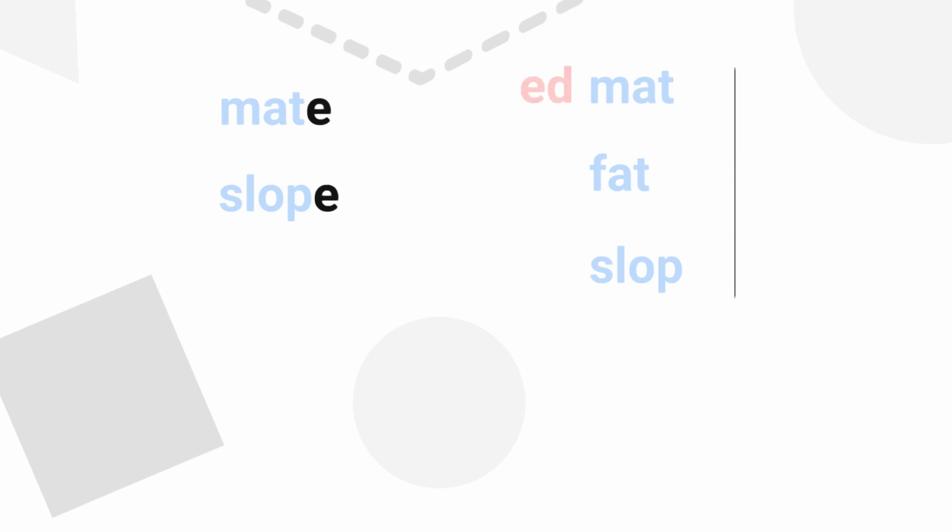Just like in words like mate and slope, a final E can sometimes signal a long vowel sound within the word. For words like mat, fat, and slop that end in a vowel consonant and have a short vowel sound, we need to be careful when adding vowel suffixes like ed, est, and y, because they can act on the middle vowel sound to signal a long sound as well. Therefore, we double the final consonant. And we write the word sums like this.